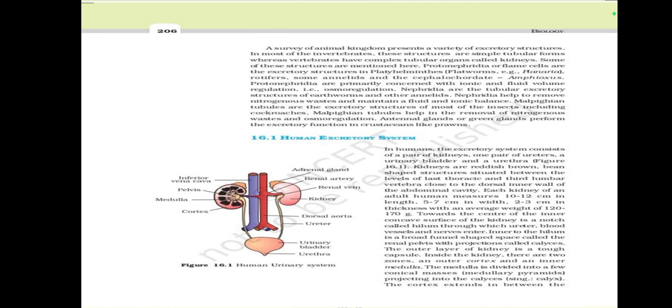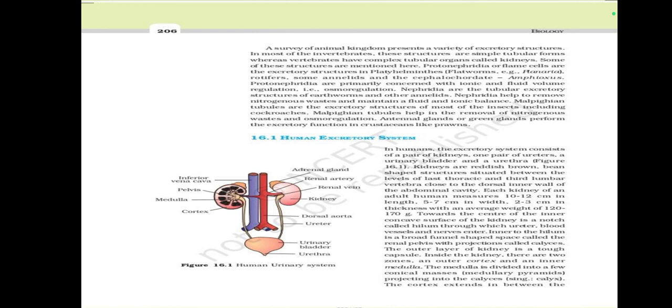Kidneys are reddish brown bean shaped structures situated between the levels of the last thoracic and third lumbar vertebrae in the abdominal cavity. Each kidney of an adult human measures 10 to 12 centimeters in length, 5 to 7 centimeters in width, 2 to 3 centimeters in thickness, with an average weight of 120 to 170 grams. Towards the center of the inner concave surface of the kidney is a notch called hilum, through which the ureter, blood vessels and nerves enter. Inner to the hilum is a broad funnel shaped space called the renal pelvis, with projections called the calyces.